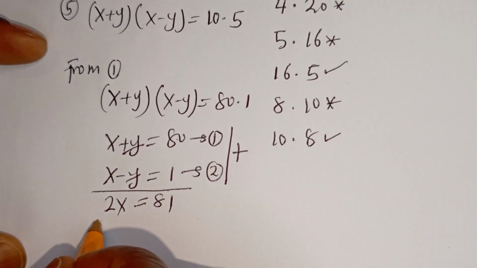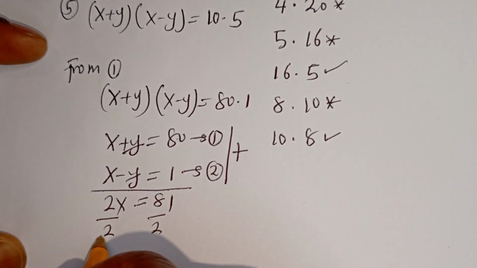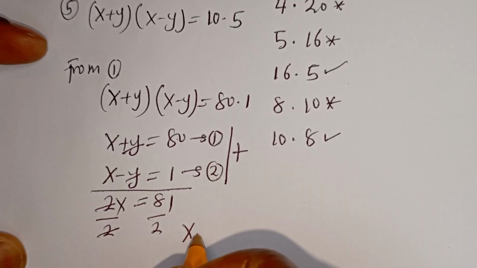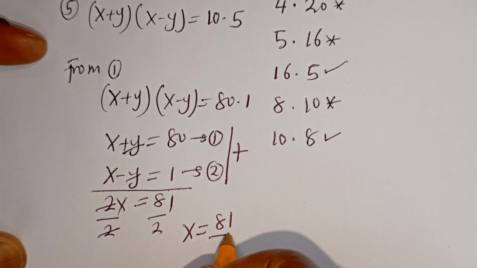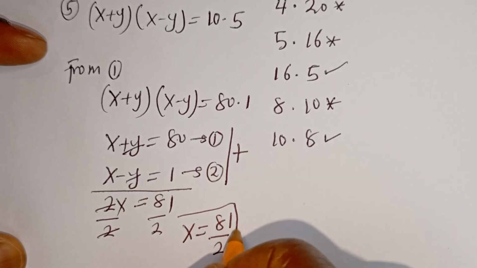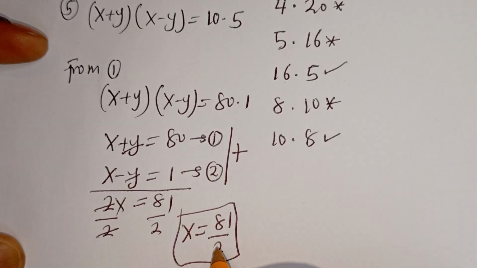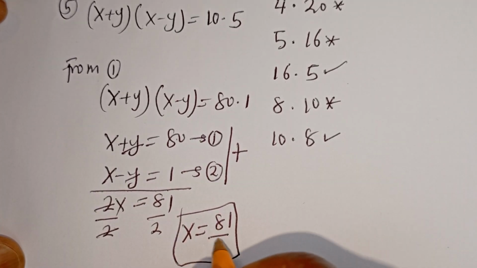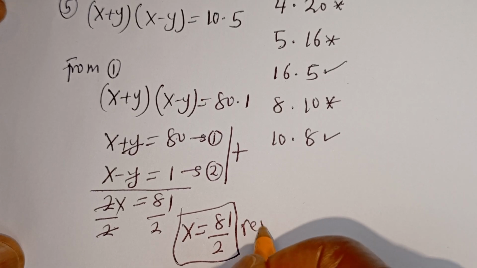Now let's divide both sides by 2. Divided by 2, this will cancel this. x is equal to 81 over 2. We've gotten the value of x. Is this a natural number or not? This is not a natural number. It is rejected.